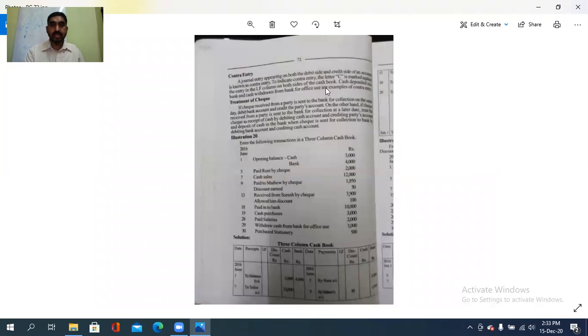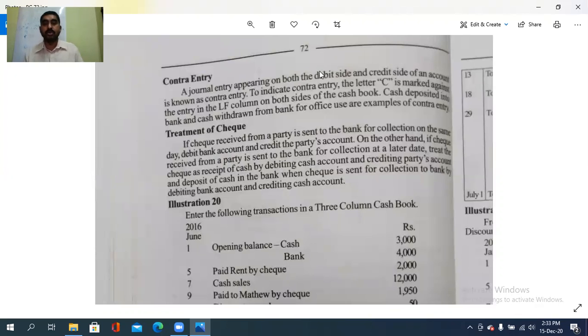Then next, a contra entry. What is a contra entry? A journal entry appearing on both the debit side and credit side of an account is known as a contra entry. So it appears on both the debit side and credit side of an account. This is the contra entry, which comes in debit and credit at the same time. To indicate the contra entry, the letter C is marked against the entry in the ledger folio column on both the sides of the cash book.